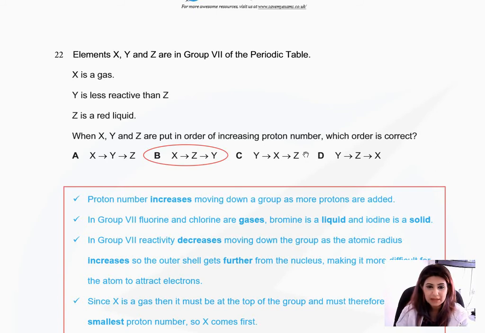So if X is a gas, it has to be the smallest one, so X has to be at the beginning. Then it says Y is less reactive than Z. Usually, in group 7, the more it is at the top, the more reactive it is. So if Y is less reactive than Z, then Z is more reactive, so Z has to be on the top, and hence Y has to be the last one.